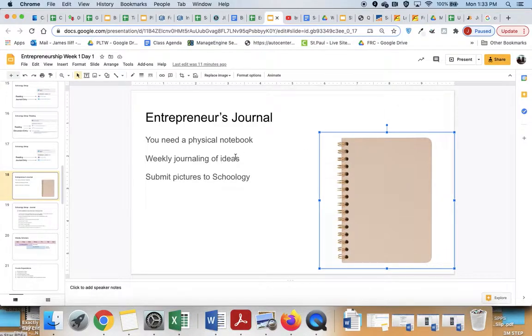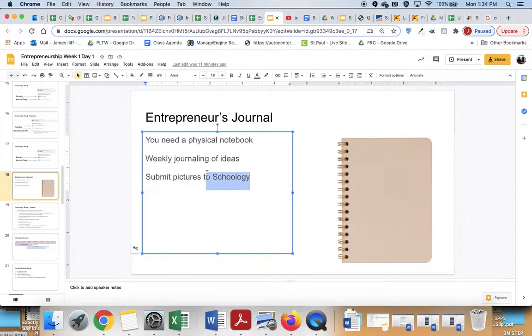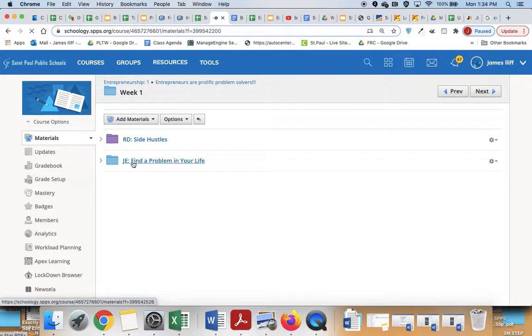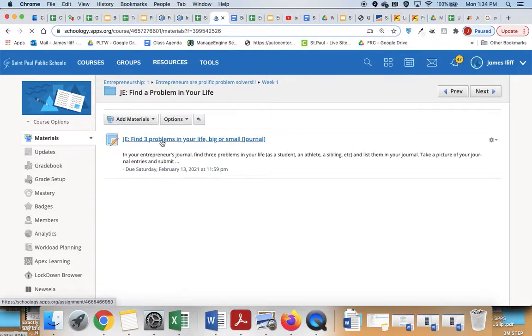We're going to be doing these weekly journal entries in here. Then when you're done with it, you're going to take a picture of it with your iPad and upload that picture to Schoology. Well, let's go see what that looks like. So here's Schoology. Here is week one. Here's our first journal entry: find a problem in your life. Boom. Let's click in here and see what we get.